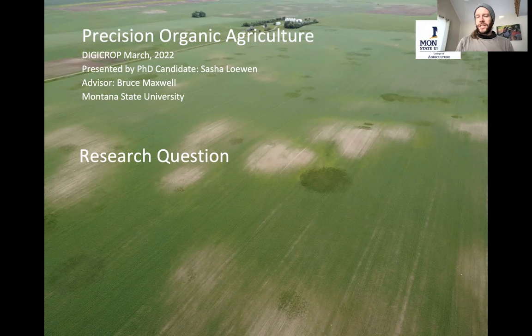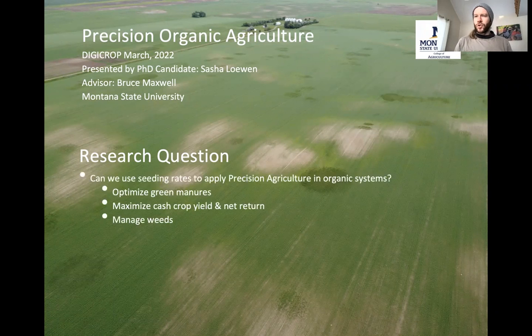And today I'm going to be telling you about my project, which involves precision organic agriculture. So I'll get right into the research question here. We want to know whether we can use seeding rates to apply precision agriculture technologies in organic grain systems. So this involves optimizing green manure seeding rates, but also attempting to find maximized net returns based on seeding rates. And then, of course, because these are organic systems, attempting to find new ways to manage weeds using these technologies.